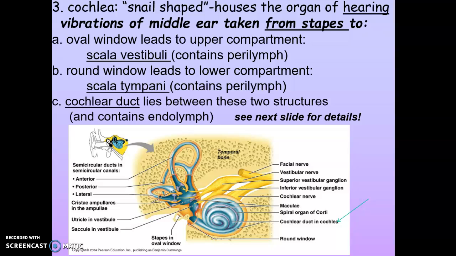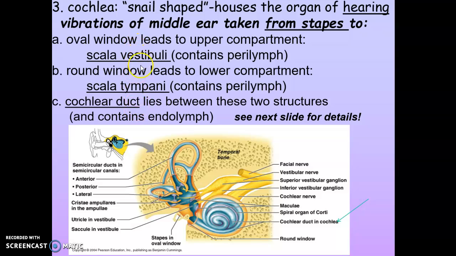What that does is cause the fluid inside the cochlea to vibrate. And there are two areas of fluid. One's called the scala vestibuli, one's called the scala tympani, and they both contain perilymph. That's the fluid inside. Between them lies the cochlear duct, and that's kind of in the middle, so that actually has the endolymph. Now, if you're confused at this moment, that's okay. I'm just giving you the background.